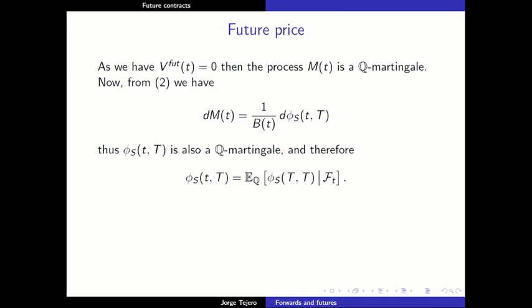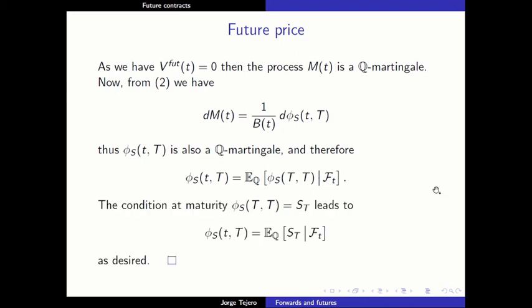And therefore, just by the definition of martingale, we can see that the future price at time little t is the expectation under the risk neutral measure of the future price at maturity. Given that the future price at maturity is equal to the spot price at maturity, this leads to the desired result.